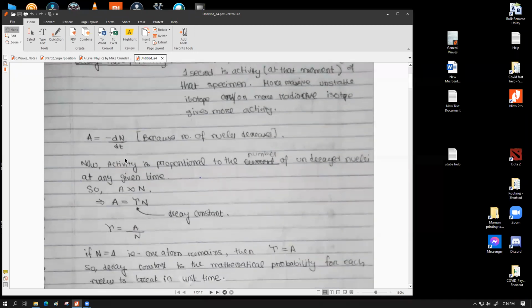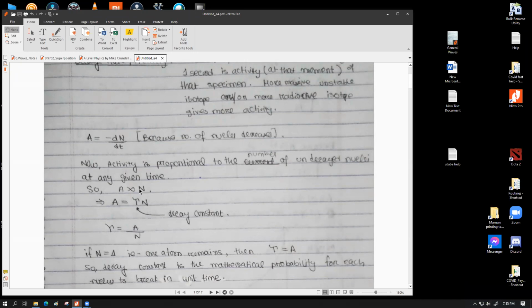Now, here comes the information. Absorb this information. Activity is proportional to the number of undecayed nuclei at any given time. This is supposed to be a proportional sign. It is a bit horizontally flipped, but consider this to be a proportional sign. This means that in any specimen, the number of undecayed nuclei that you have at any instant is directly proportional to the activity of that moment. The fewer the number of undecayed nuclei, the less is the activity. So it is given by this proportionality that A is directly proportional to N, where N is the available number of undecayed nuclei at that instant in that specimen.